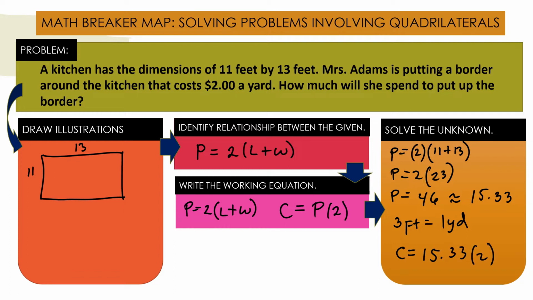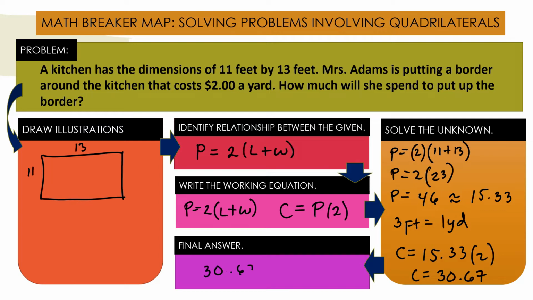Now, to get the cost, it is equal to 15.33 times 2. So, the answer now will be equal to 30.67. Therefore, our answer is $30.67 for the kitchen border.